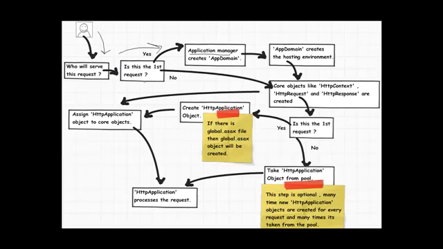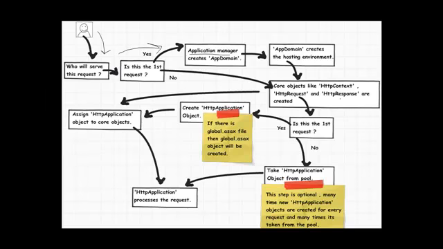So it will first check: is this the first request? Yes, this is the first request. It will then use the application manager class to create an app domain. Inside the app domain, it creates the hosting environment. And in the hosting environment, it creates various objects like HTTP context, HTTP request, HTTP response, etc.